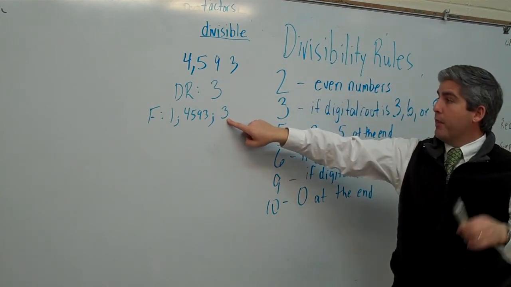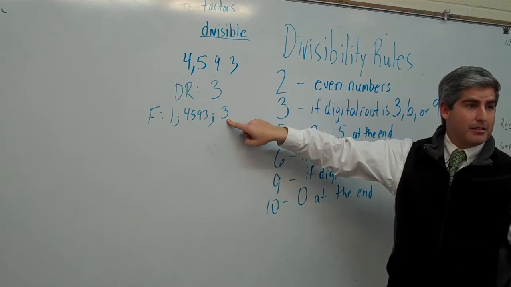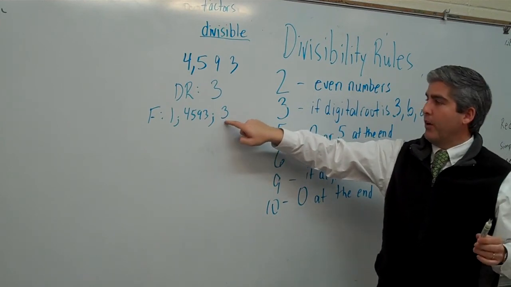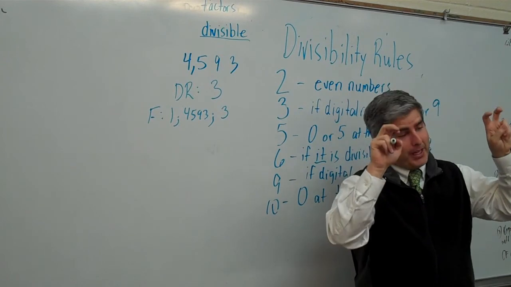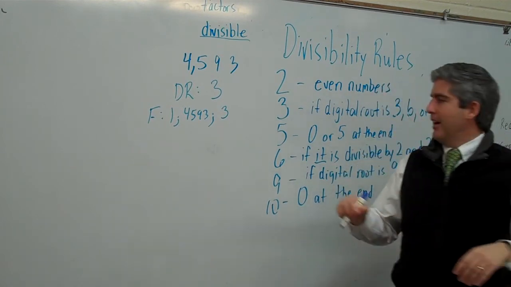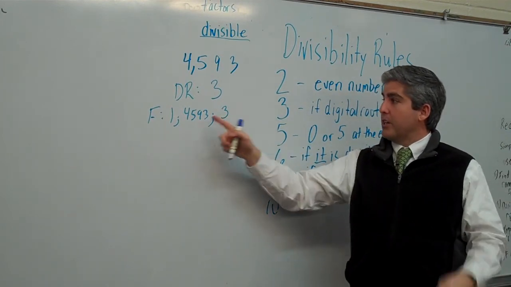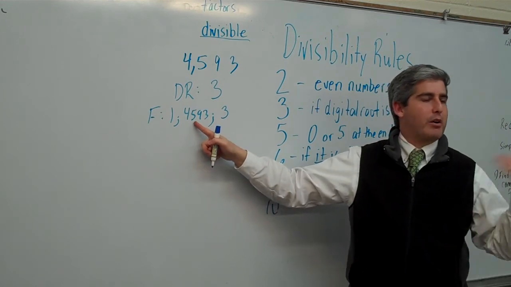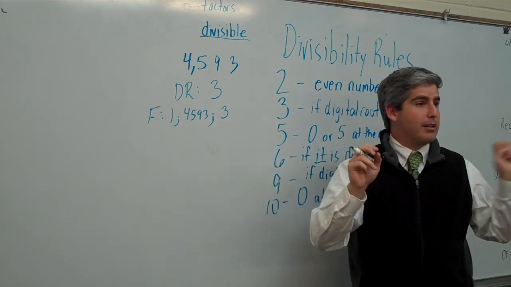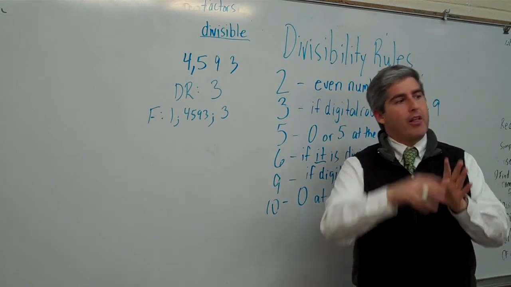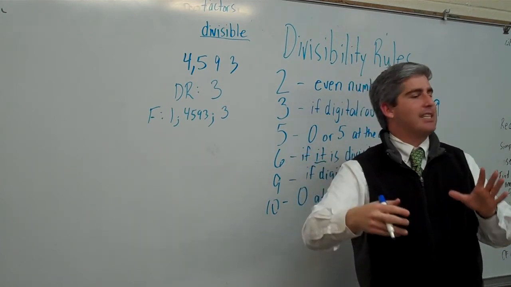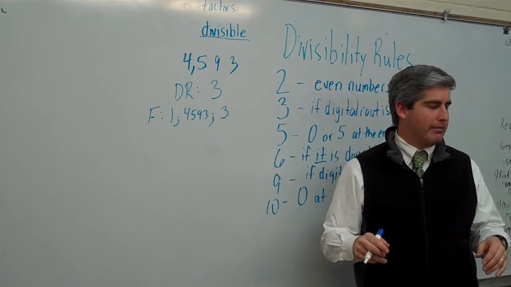Now, there may be other factors out there. And that factor is because we don't have the fact buddy that we're going to talk about tomorrow. The fact buddy of 3, because 3 goes into this number obviously, but we don't know how many times. But that would be the fact buddy of 3. The other factor you would multiply times 3 to get 4,593.